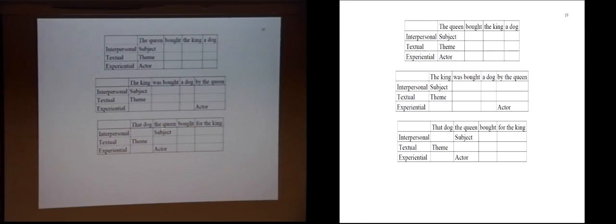Or we could say that dog the queen bought for the king, where the dog here is just put in the initial position as a topic, or in this we call it theme. The queen is here the subject, and the queen is still the actor. So this isn't even all of the possibilities. There are other possibilities for moving these things around.